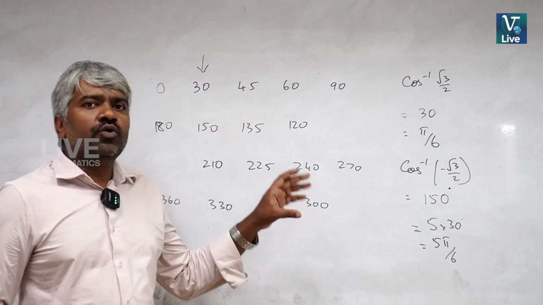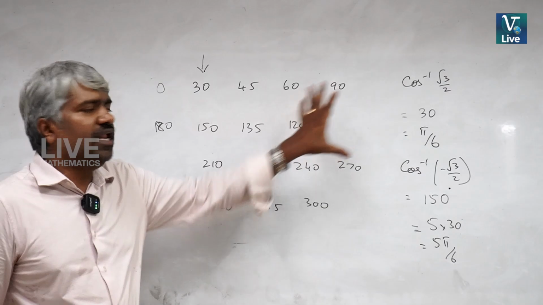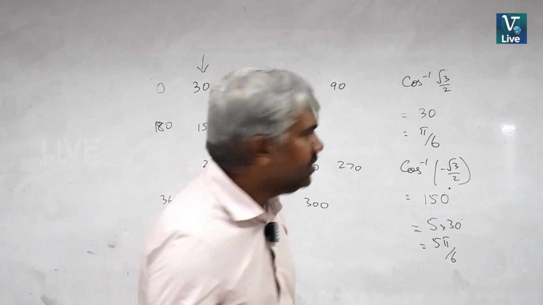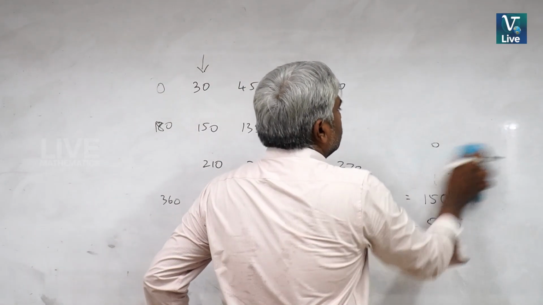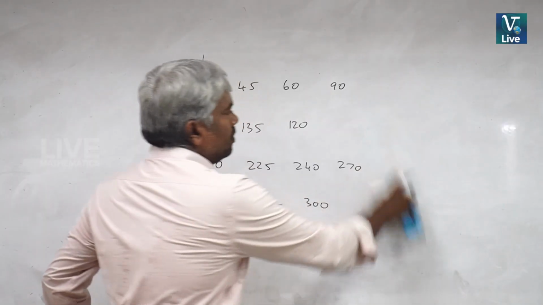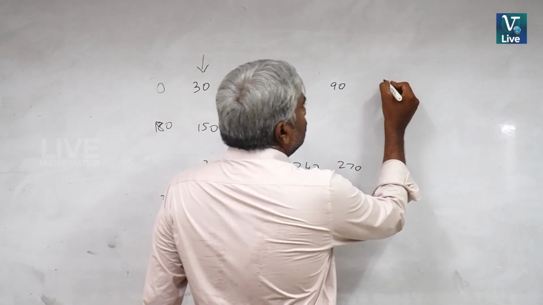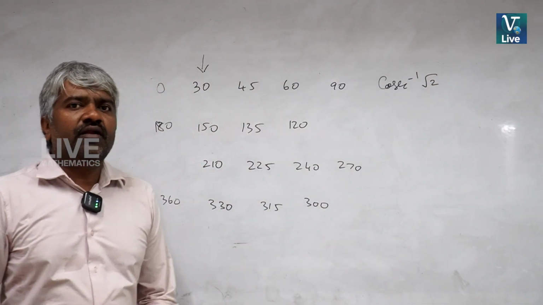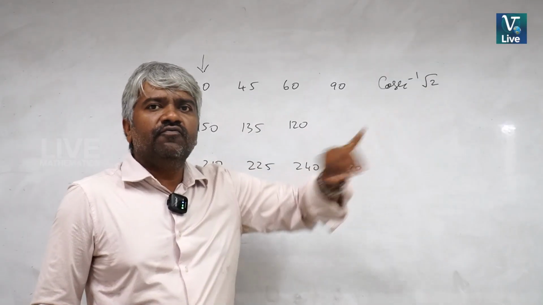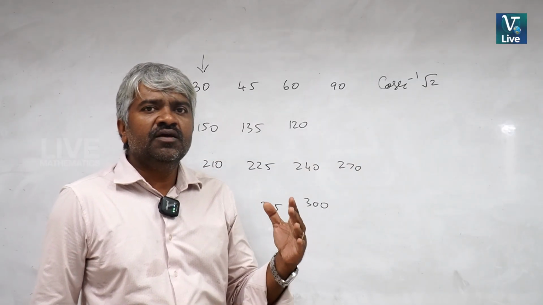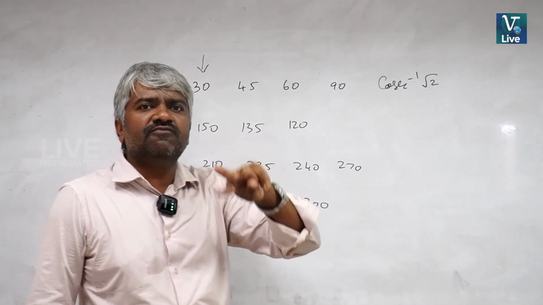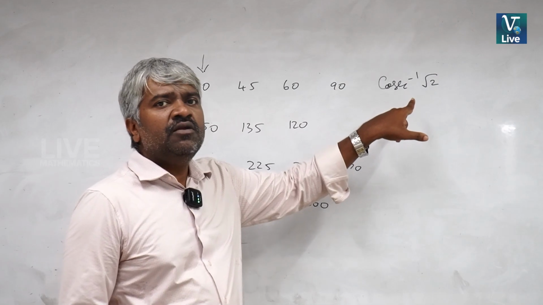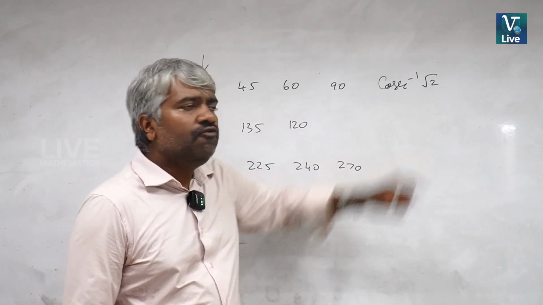This is the way you can find the principal value of any trigonometric ratio. Now I'll explain with some other ratio. Cosecant inverse of root 2. We are all familiar that cosecant is nothing but the reciprocal of sine. So sine 45 degrees is 1 by root 2. Similarly, cosecant inverse of root 2 will be 45 degrees.